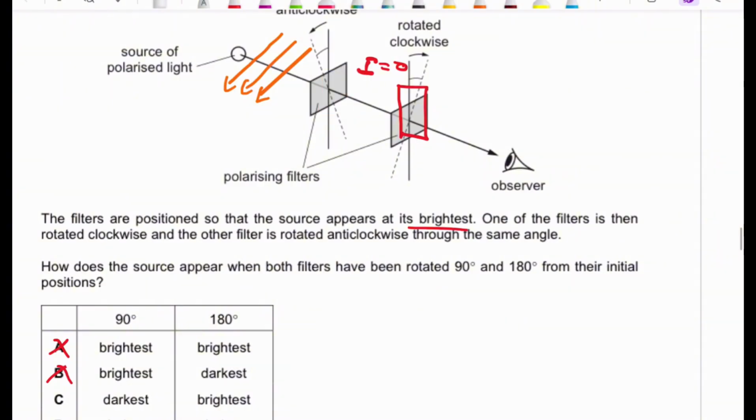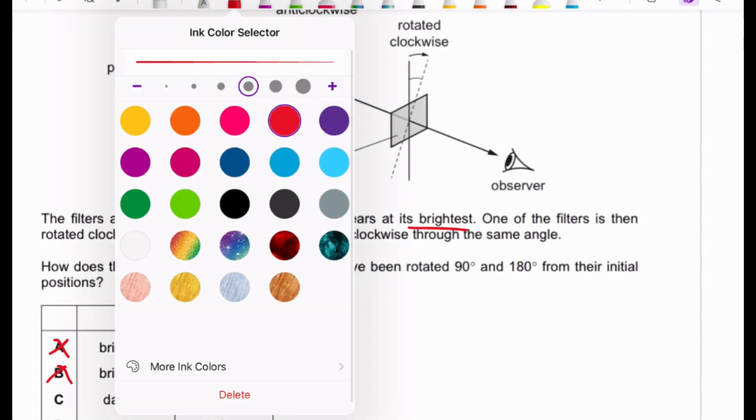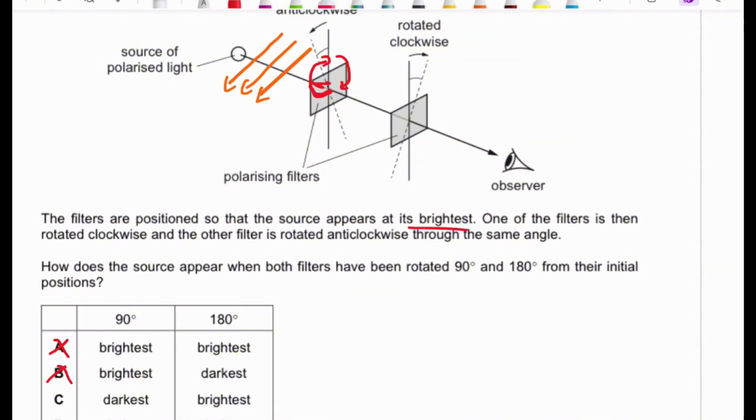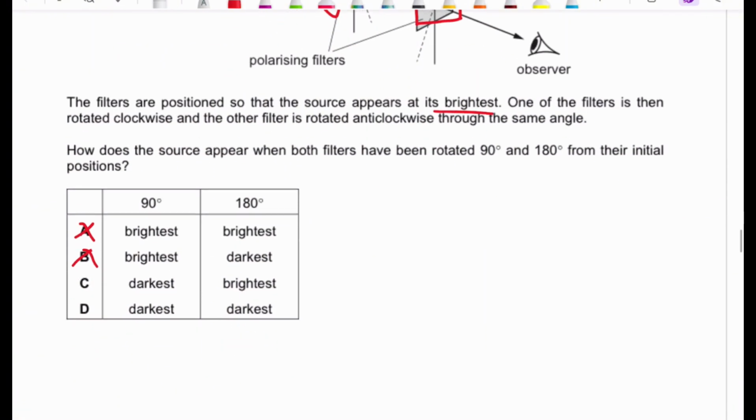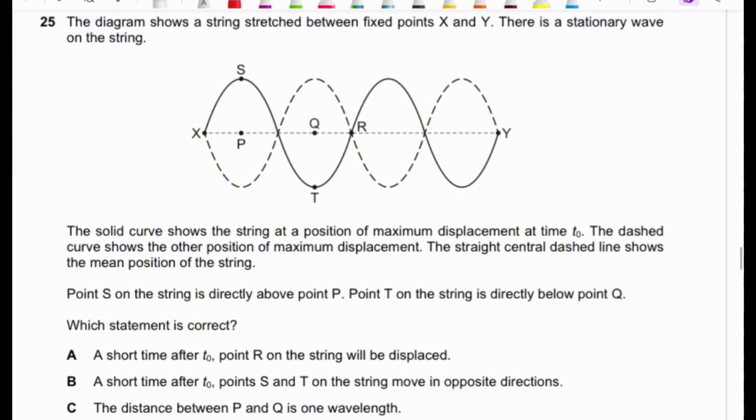But if we're going to rotate it 180 degrees, so basically it's like that, right? If we rotate it like that, that's 90 degrees. If you rotate it like that, that's another 90 degrees, right? So it's just going to come back to its original position like that. That is also going to come back to its original position if you rotate it clockwise like that. If you rotate that anti-clockwise, right? They're just going to come back to the initial positions. So it's also going to be brightest. So the answer is going to be C, right? So it's going to be darkest when it's 90, brightest when it's 180.